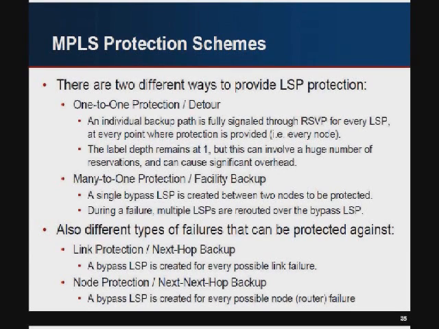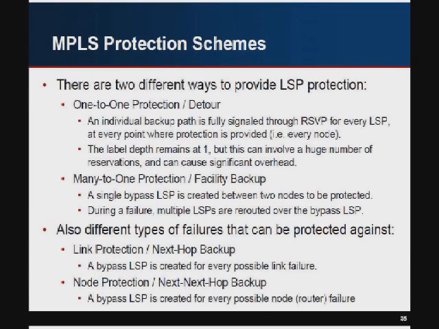And it's not just double, it's double at every point. So if you have 5 routers along your network, each point has to have a bypass for each LSP that goes through it. So you end up exponentially multiplying the number of LSPs that you have in your network. But one advantage is the label depth stays at 1. You're not stacking things. Then you get into more complex protection with many-to-one protection, or what's called facility backup.